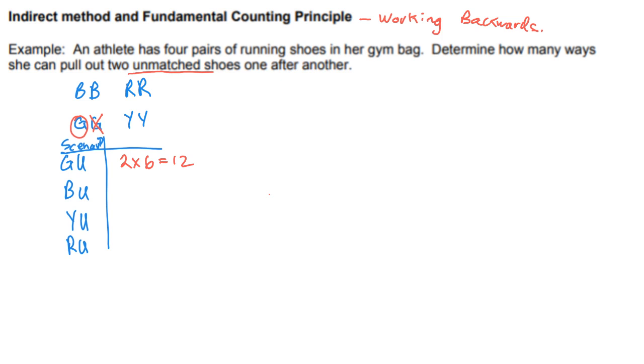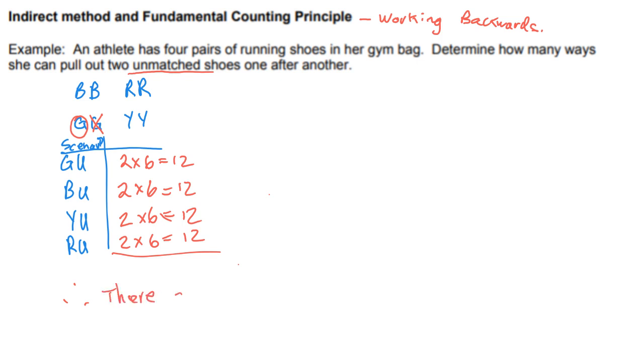And if we do the same calculation again, drawing up our possibilities and choosing, we have 2 blue. We choose one of them. There are 2 choices, and now in order to unmatch them, there are 6 possibilities again. So 2 times 6 is equal to 12. And then 2 times 6 again is also equal to 12. So we would add up all of these different possibilities. Therefore, there are 48 ways.